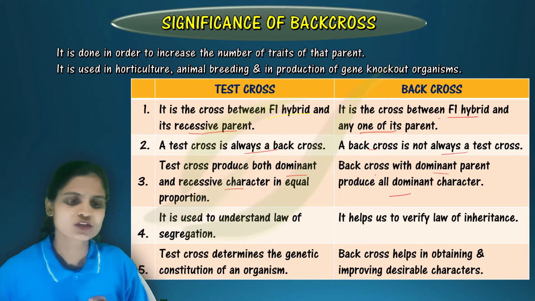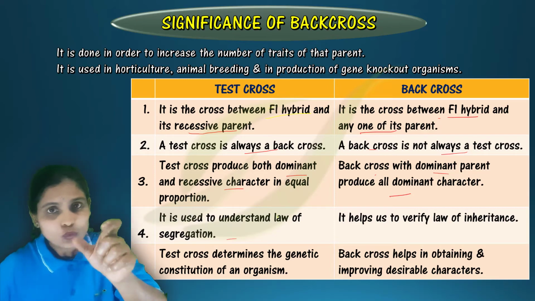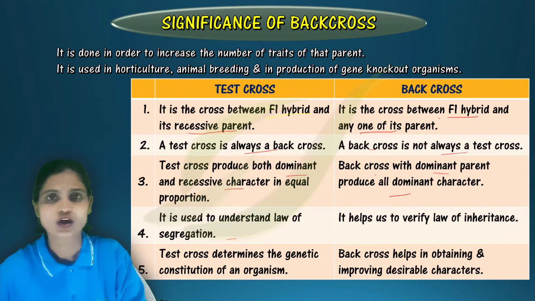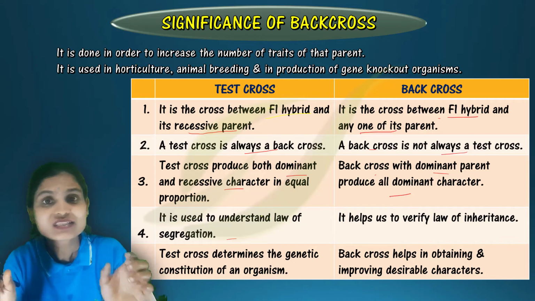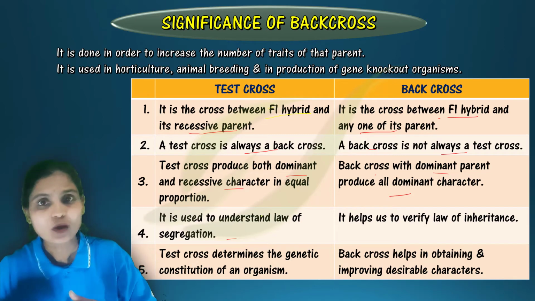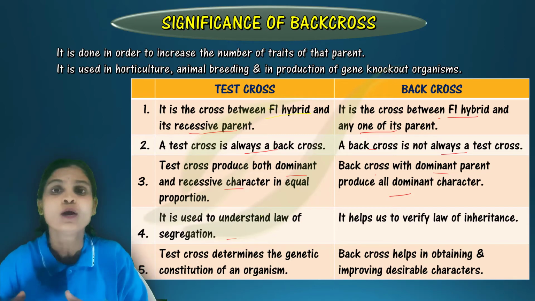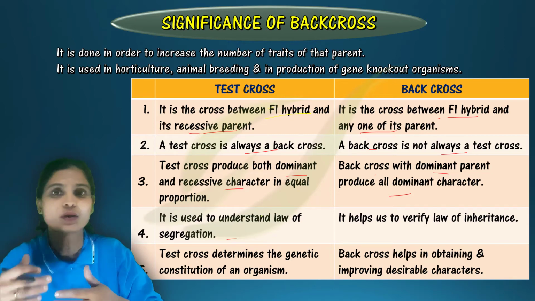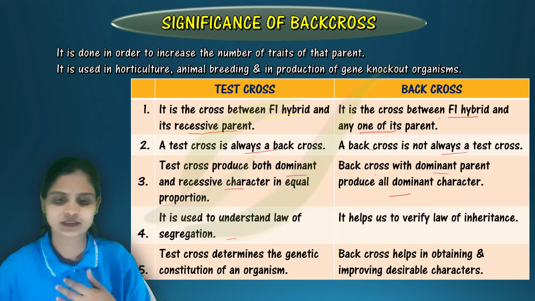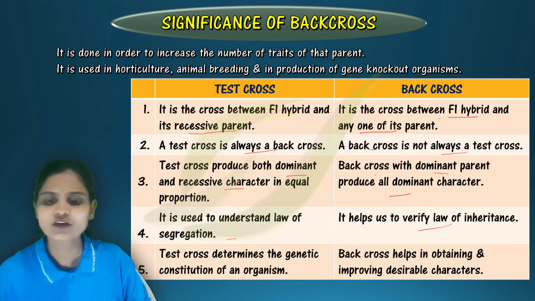The next one is used to understand the law of segregation. If you do this test cross completely, you have seen that capital T and small t are getting segregated. And in this back cross, we can see how the genes are passed from one generation to another. That is nothing but to verify the law of inheritance.